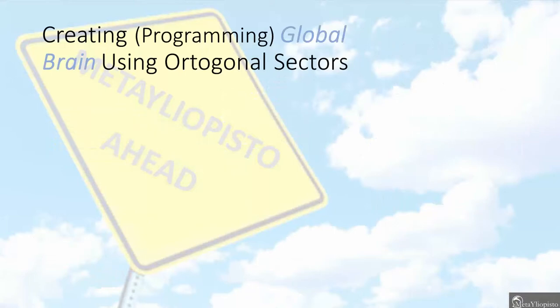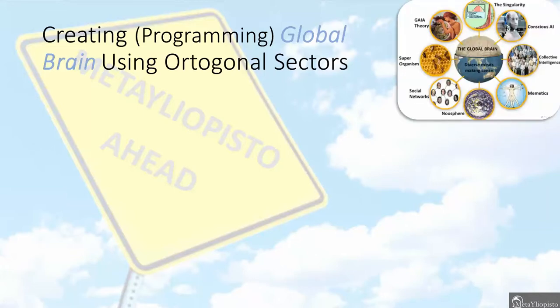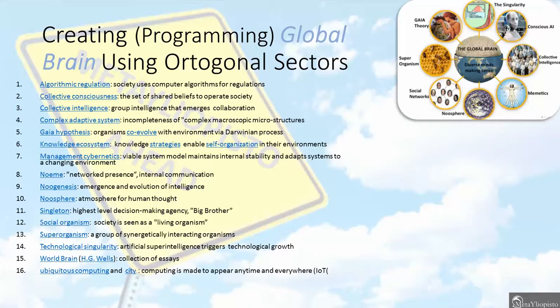Then the final summary here is the global brain, and it has been defined by Wells. It's a collection of essays in his book about 8 years ago. And then the most essential parts here are regularity, Gaia theory, superorganisms, social networks, noosphere, cybernetics, collective intelligence, conscious artificial intelligence. And their definitions can be found in Wikipedia.